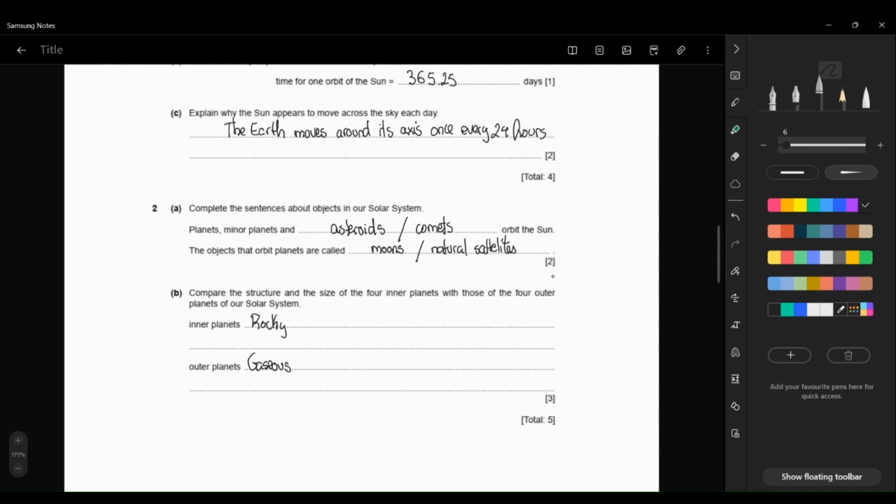So you may add over here that the inner planets are smaller in size and mass, and the outer planets are bigger in both size and mass.